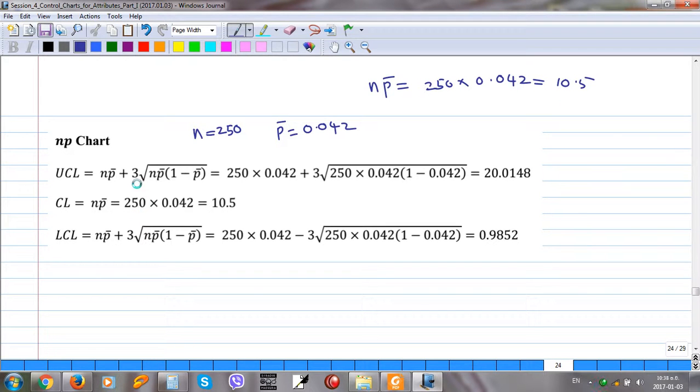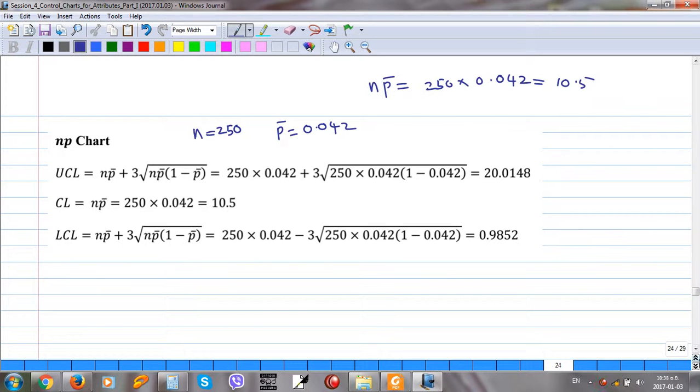And all the others are given here. Then 250, then 3 times, n equals 250, p bar is equal to 0.042. Likewise, by substituting those values and simplifying these numbers, you can find the upper control limit as 20.0148, the center line is 10.5, as well as the lower control limit as 0.9852. So this is the thing you have to consider about the NP chart.